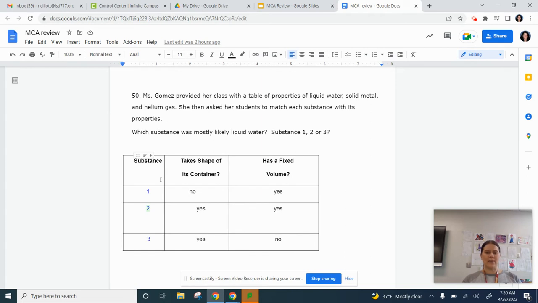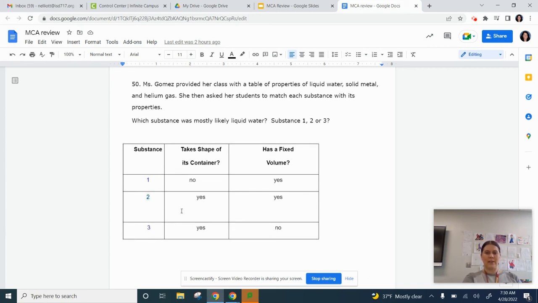Ms. Gomez provided her class with a table of properties of liquid water, solid metal, and helium gas. She then asked her students to match each substance with its properties. Which substance was most likely liquid water? 1, 2, or 3?